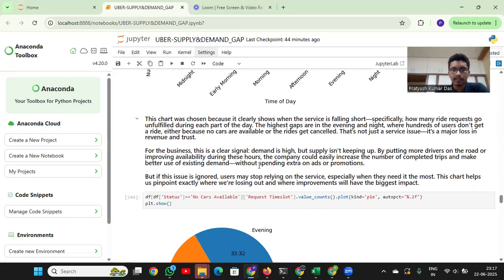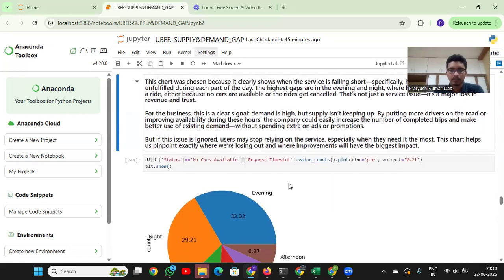Basically, this chart was chosen because it clearly shows when the service was falling short, specifically how many ride requests go unfulfilled during each part of the day. The highest gaps, as we said, were in the evening and night, where hundreds of users don't get a ride because there are no cars available. So for the business, it's a clear signal that the demand is high, but the supply is not keeping up with the demand. By putting more drivers or improving availability during these hours, they could increase the number of completed trips and make better use of existing demand without spending extra on ads or promotions.